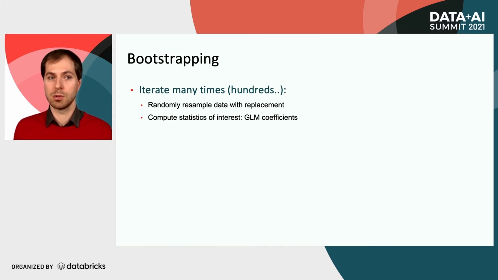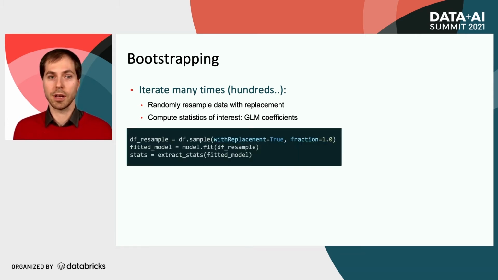This simple process, these two steps: you just randomly resample data with replacement, and then you estimate some statistic. That means you fit the model and get the GLM coefficients. In Spark, the code can look like this for one iteration. You just sample with replacement, fraction 1.0, that means all the data. Then you fit some model on the data, extract some statistics, and save the coefficients. And you do this many times, and you always keep the stats.